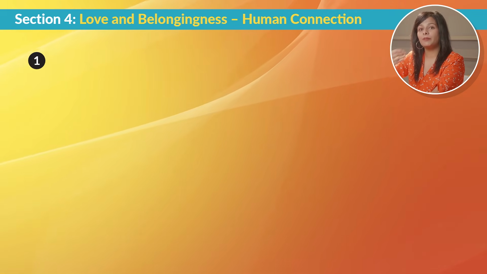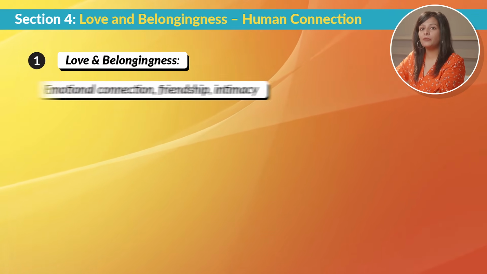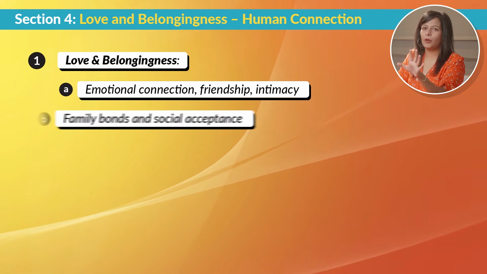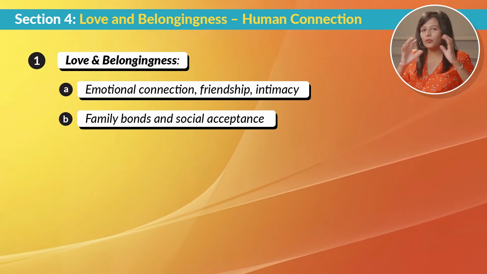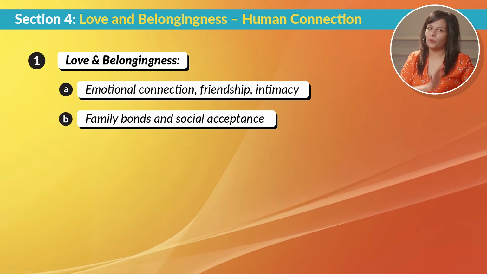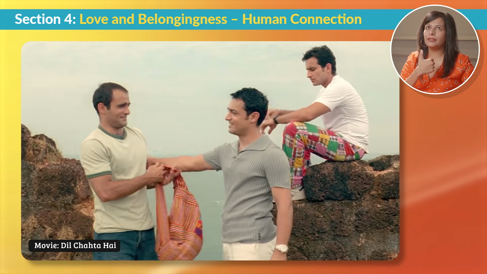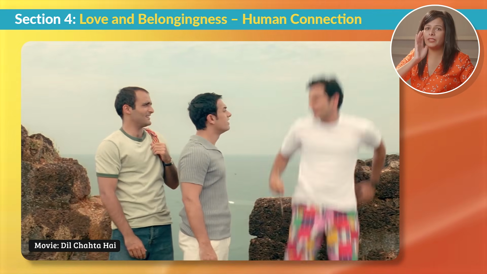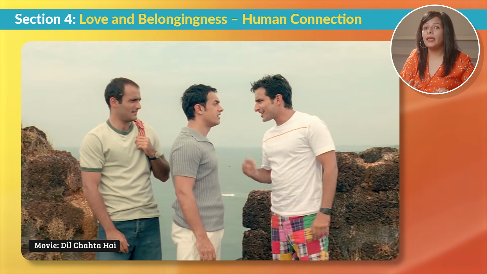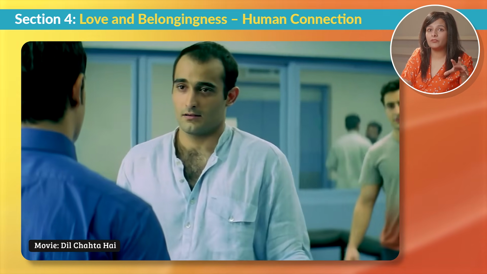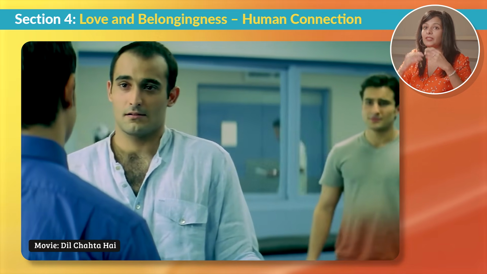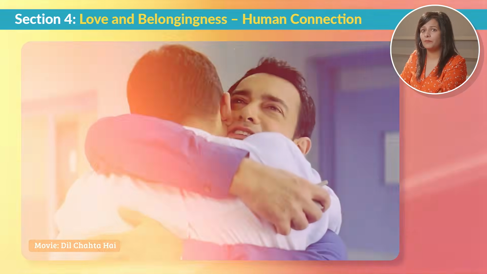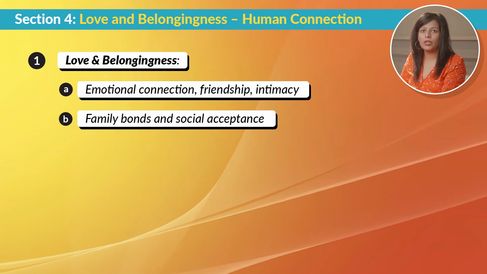Next comes love and belongingness. This is where humans seek emotional connection, friendship, intimacy, family bonds, and social acceptance. We want to feel included, loved, and supported. A beautiful example is Dil Chahta Hai. The three friends in the film, Akash, Sameer, and Sid, represent how strong emotional support can shape personal growth. When they drift apart, they feel lost. When they reconnect, they feel whole again. That's love and belonging.